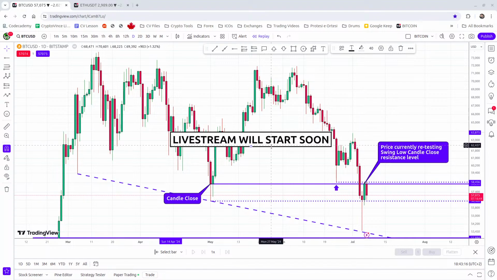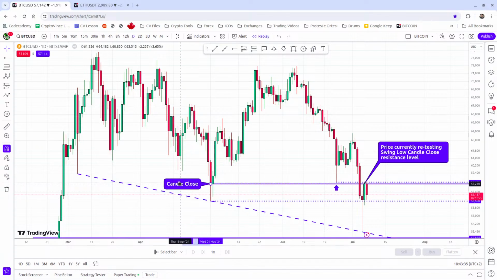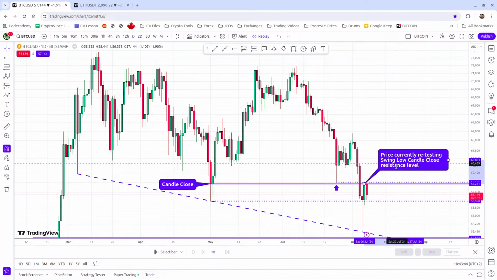I just want to check the main levels on the higher time frame. Then we can go check the lower time frame and see what happened there, because we broke market structure in the lower time frame, but we didn't break it in the higher time frame yet. And this level here, this candle close, was the main resistance level at the end. And what happened? Price retested the level and was not able to close above it.